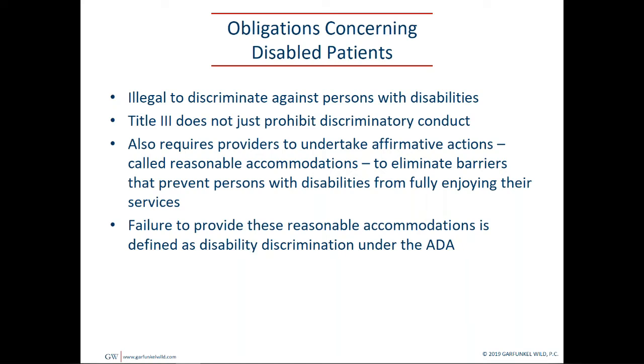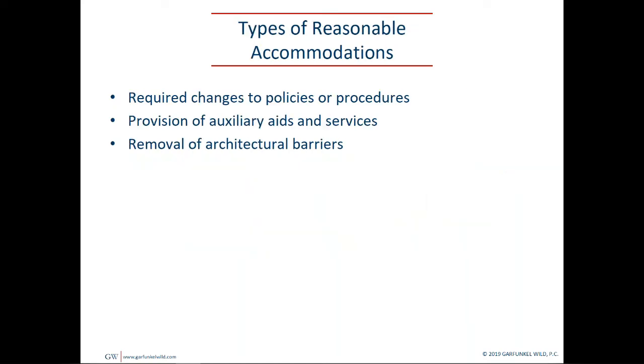All right? So let's talk about what some of these types of reasonable accommodations could be. Well, there's basically three main types. The first one would be making required changes to policies or procedures. The second one is to provide auxiliary aids and services. And the third one is removal of architectural barriers. Okay? So required changes to policies or procedures, right? You may have to make a change to a policy or procedure because it serves as a barrier to a person due to their disability.